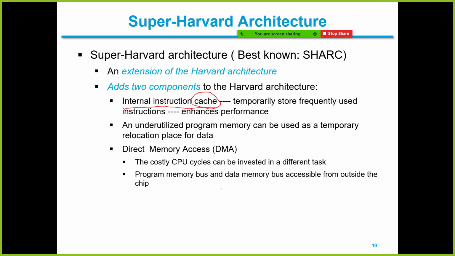So can anyone answer? It's closest to the CPU, right? Yes, it's actually within the CPU. Okay. Any other ideas? Any other answers? Why is cache faster?